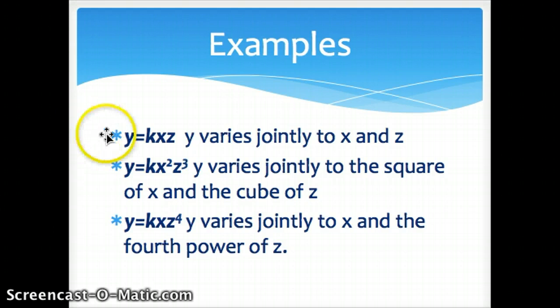Here are three examples of the possibilities of equations you can use to solve joint variation problems, in which y is a dependent variable, k is the constant, and x and z are the independent variables. So the first one is y varies jointly to x and z. The second one is y varies jointly to the square of x and the cube of z. And the last one is y varies jointly to x and the fourth power of z.